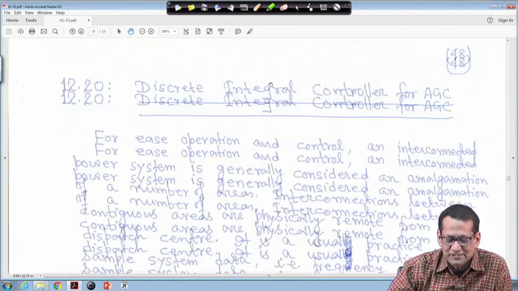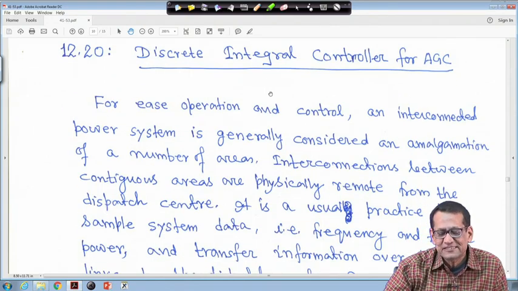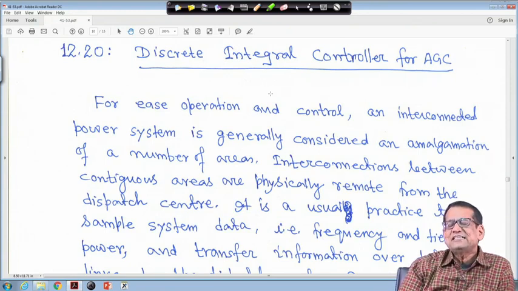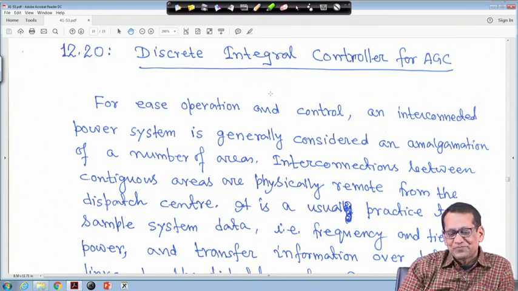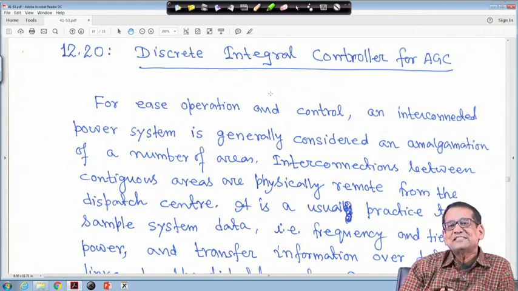This is generation rate constant. Another thing is the discrete integral controller for AGC. Any system, if you see, is actually a continuous system in reality. A power system itself is a continuous system, right. But although your power system is in the continuous domain, the controller part can be put in the discrete domain. So in reality, that controller must be in the discrete domain.